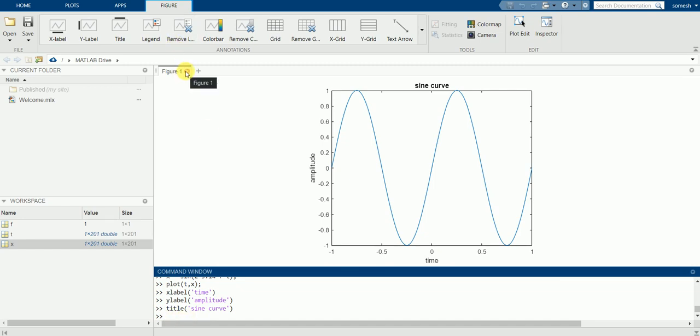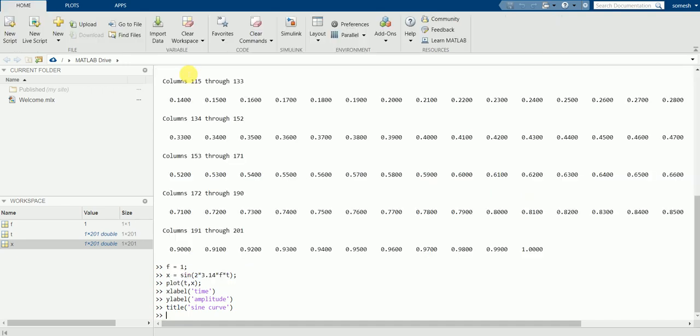So we can just close the graph. So this was it regarding the tutorial. Thank you.